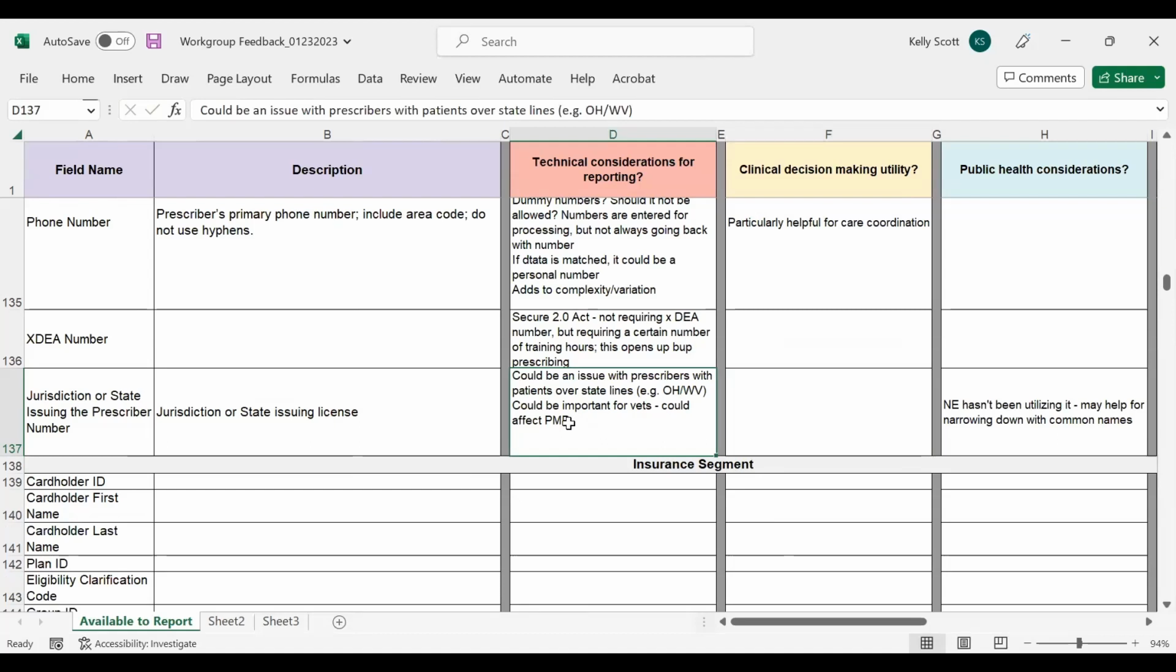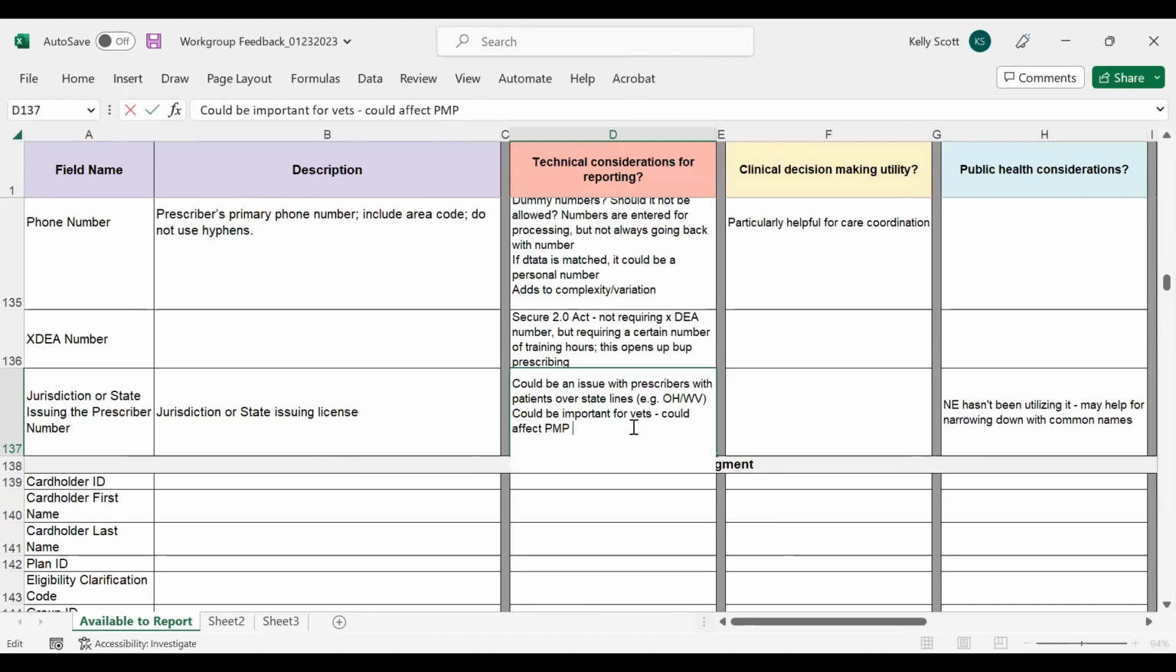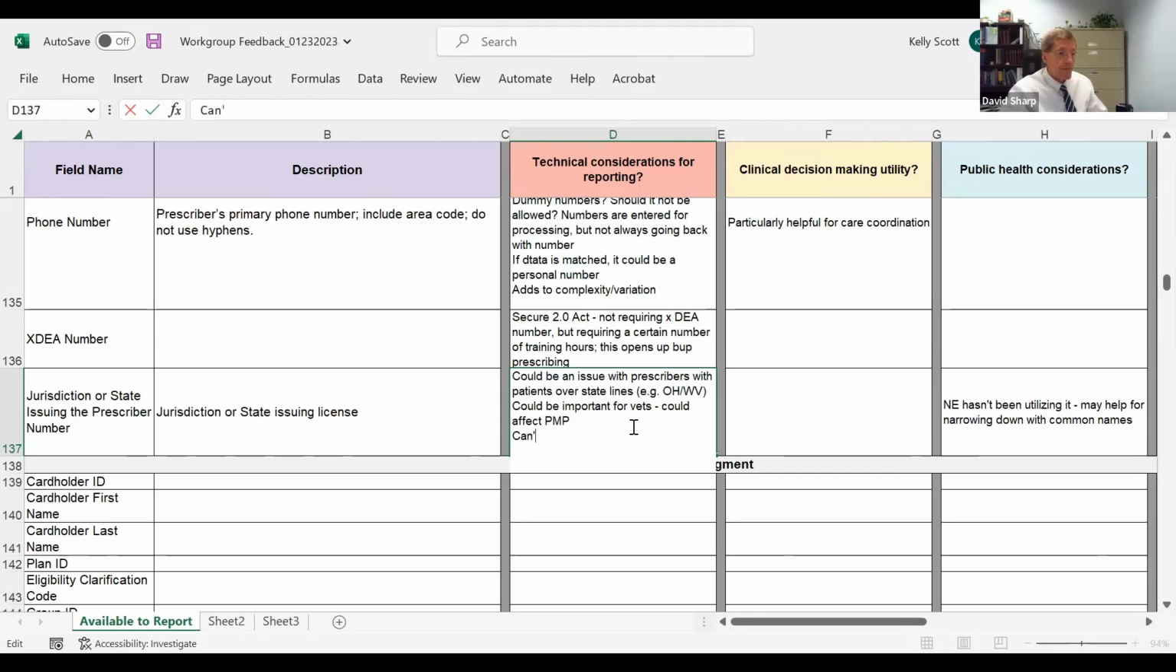Just a reminder to the group that one of the clauses in the law is that this is not going to be a significant expense to the reporting pharmacies. Yeah, and that's exactly right.